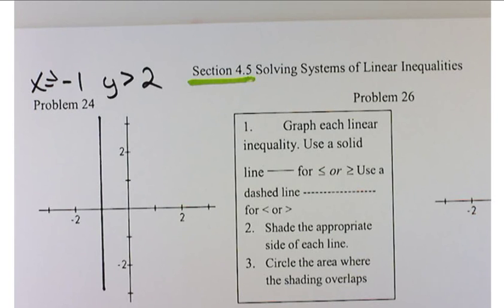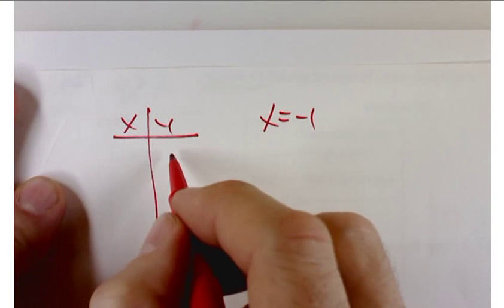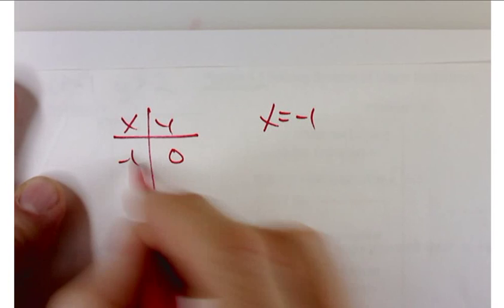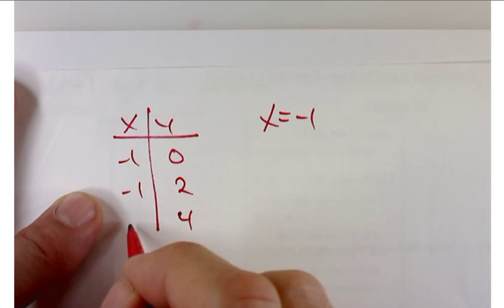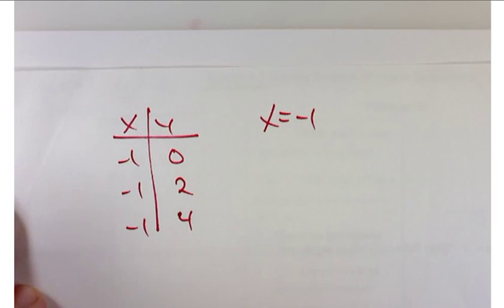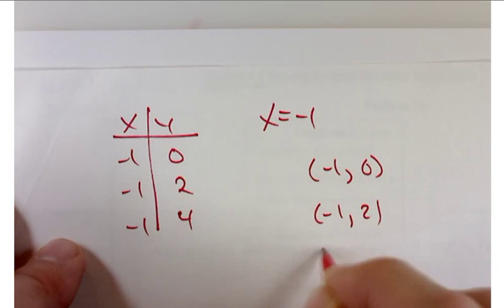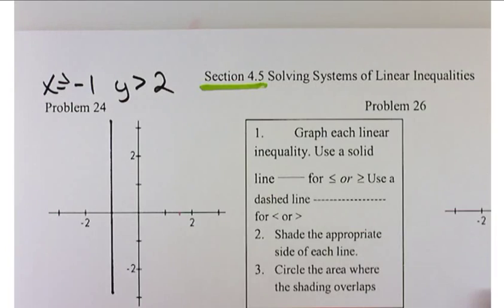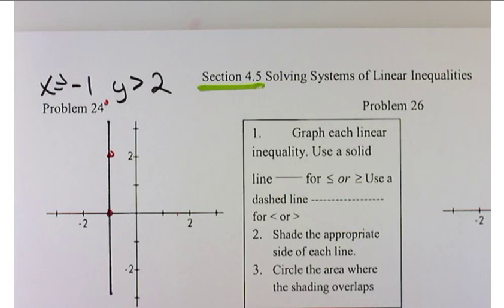Well, if you look at the points that satisfy the line x equals -1, let's make a little t-table of points. X equals -1. Now, if y is 0, what is x? It's -1. If y is 2, x is still -1. If y is 4, x is -1. In fact, it doesn't really matter what y is, correct? So if you plot these, -1 and 0, -1 and 2, -1 and 4, what you'll find is that they all lie on the same vertical line. Here, here, here. So that's why you get that vertical line. Now, I'll go back and do the shading part in a minute.